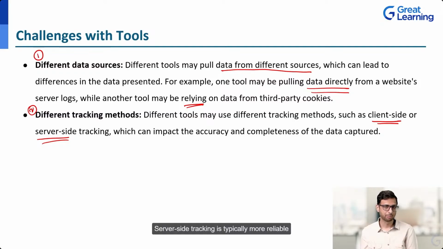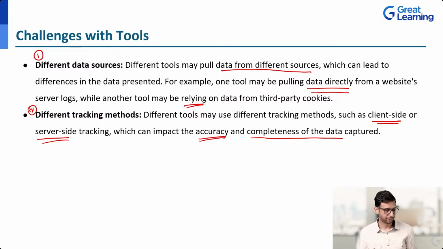Server-side tracking is typically more reliable because the business has much more control over the traffic that is coming to its own server. But be aware that these different tools might use different tracking methods, and that again affects the completeness of the data captured and also the accuracy of the metrics that you are measuring.